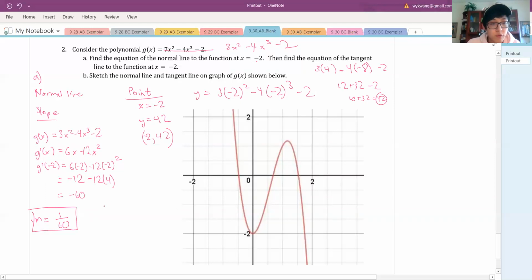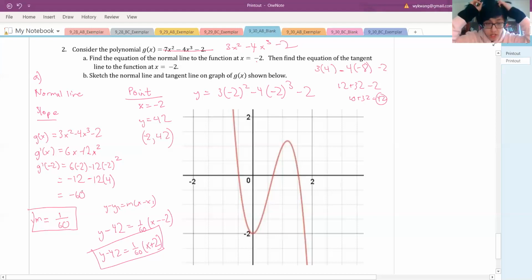Now my point slope form is y minus y1 is equal to m times x minus x1. So it's going to be y minus y1, which is 42, and m is 1 over 60 times x minus x1, so x minus negative 2. So y minus 42 is equal to 1 over 60 times x plus 2. So this is going to be my answer for the equation of the normal line.